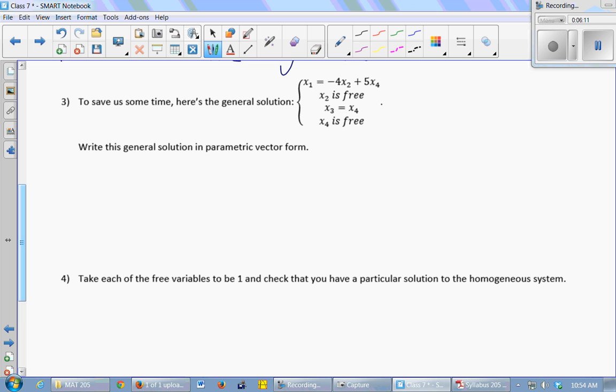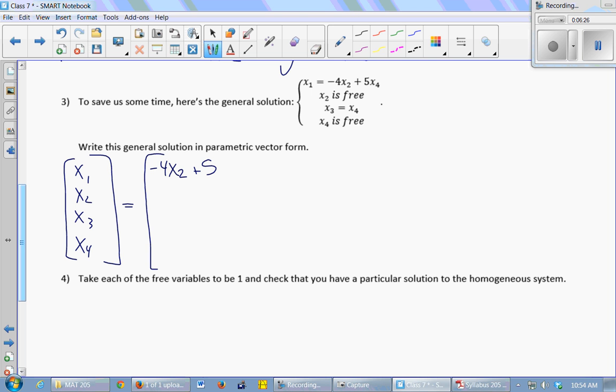And any solution can be written as a vector, right? x1, x2, x3, x4. So here are my unknowns. We now know that this equals -4x2 plus 5x4. x2 is free, so I'll put an x2 here. x3 is x4, and then x4 is free. So this is what any typical vector looks like. You would pick a value for x2 and x4, and then figure out the other two values.